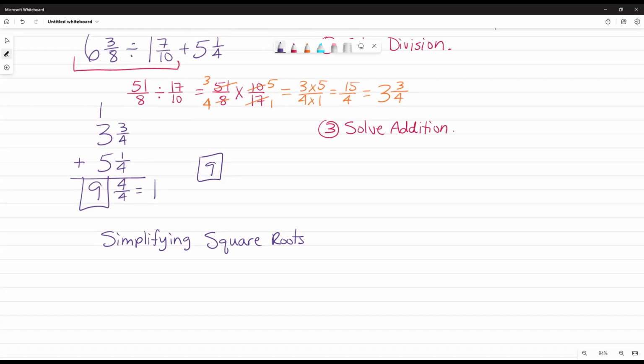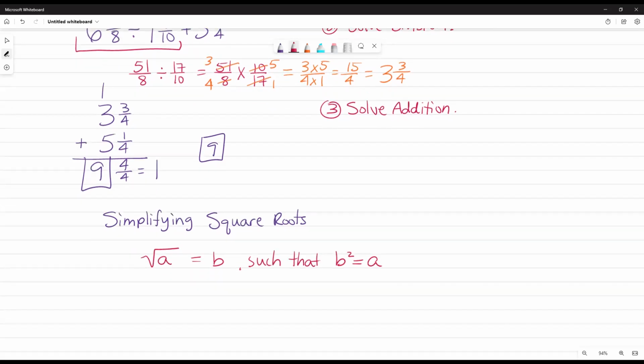We have learned this, but just to put it in a different perspective. If you are finding the square root of A, then you are looking for the number B such that B squared equals A. Let me give you an example. Let's say A is 4 and you are looking for B.